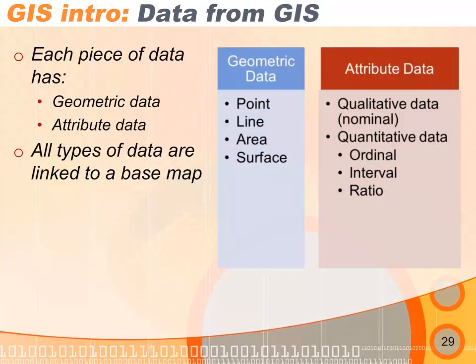Each piece of data will have geometric data and attribute data, each of which could vary in a variety of ways. The geographic data could apply just to one point, a line, an area, and so on. The attribute data could be qualitative or quantitative.